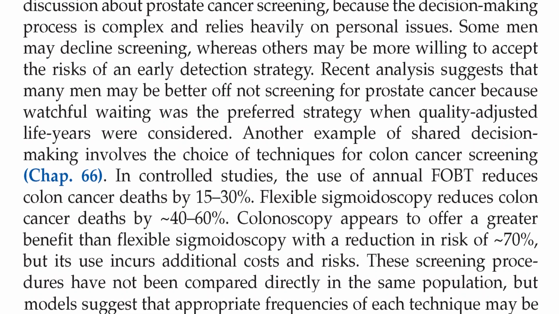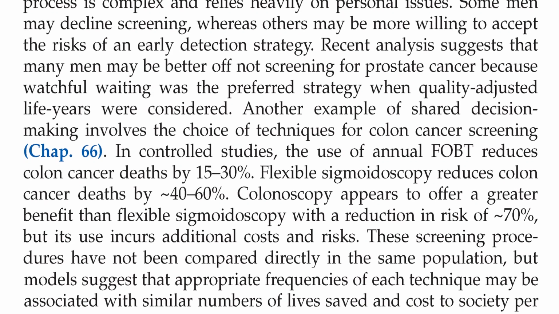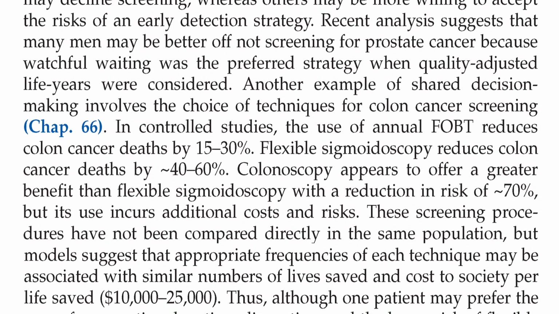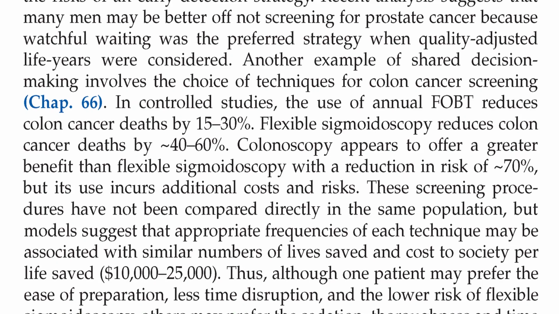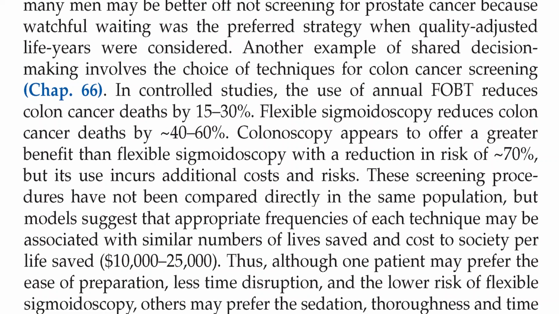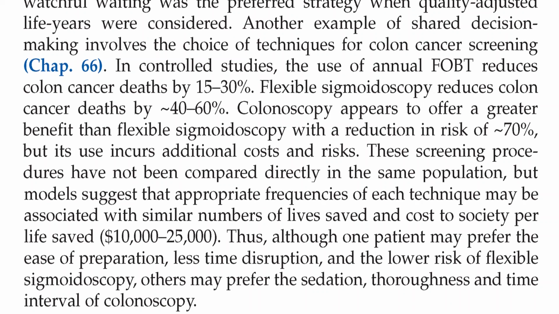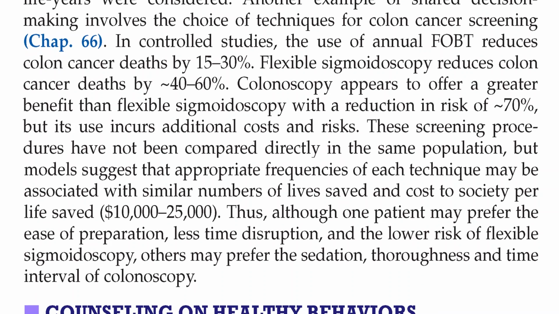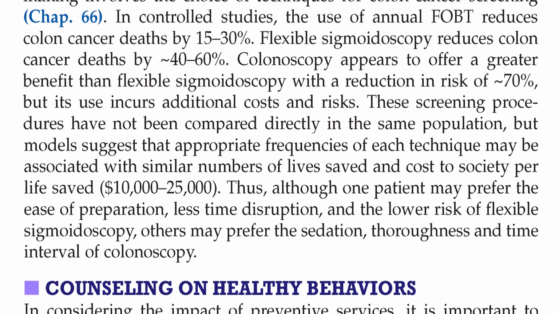Another example of shared decision-making involves the choice of techniques for colon cancer screening, CHAP 66. In controlled studies, the use of annual FOBT reduces colon cancer deaths by 15-30%. Flexible sigmoidoscopy reduces colon cancer deaths by approximately 40-60%. Colonoscopy appears to offer a greater benefit than flexible sigmoidoscopy, with a reduction in risk of approximately 70%, but its use incurs additional costs and risks.